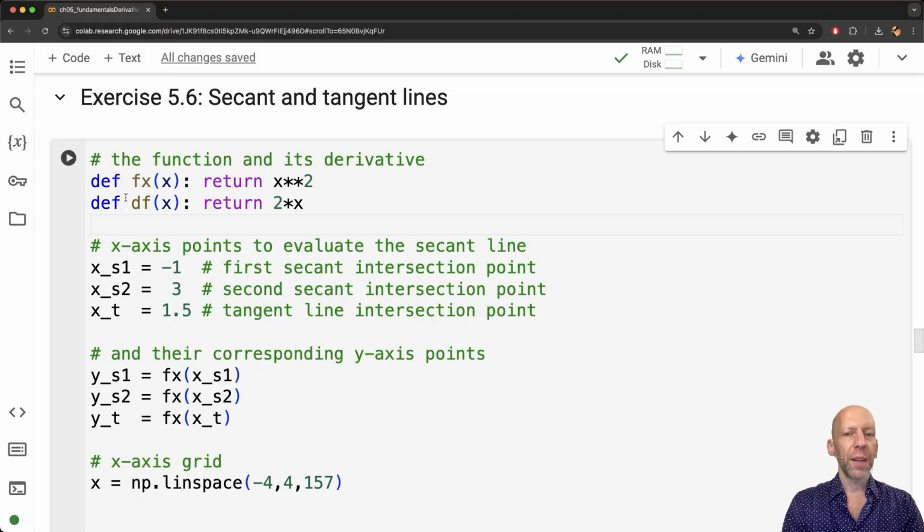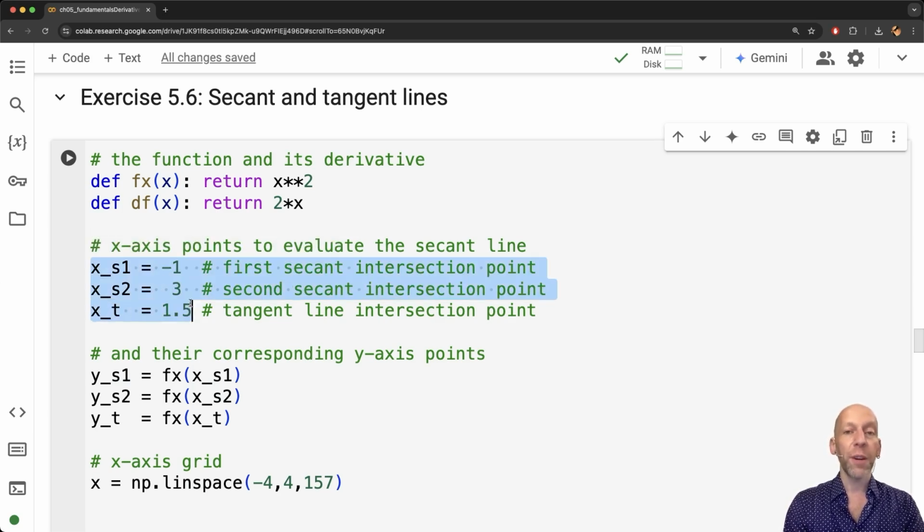Here is where I define the function x squared and the derivative 2x. And I chose to implement these as regular Python functions. You can also use lambda expressions if you like. Here are the three x-axis points. The tangent line will intersect the function at x equals 1.5. And the secant line intersects the function at x equals -1 and x equals 3.